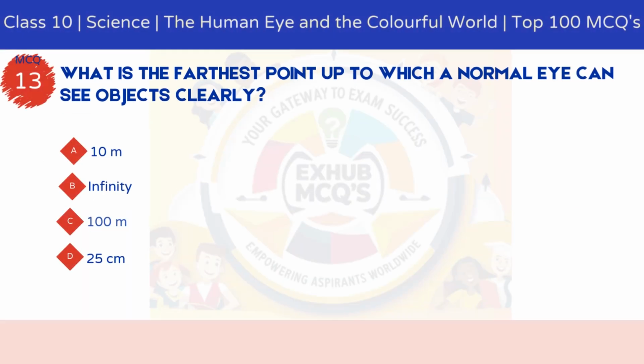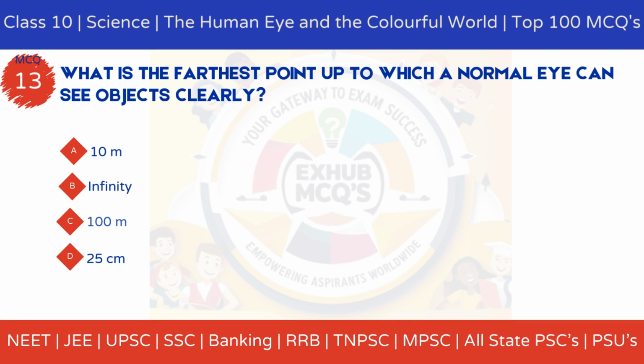MCQ 13. What is the farthest point up to which a normal eye can see objects clearly? Option A, 10 meters. Option B, infinity. Option C, 100 meters. Option D, 25 centimeters.